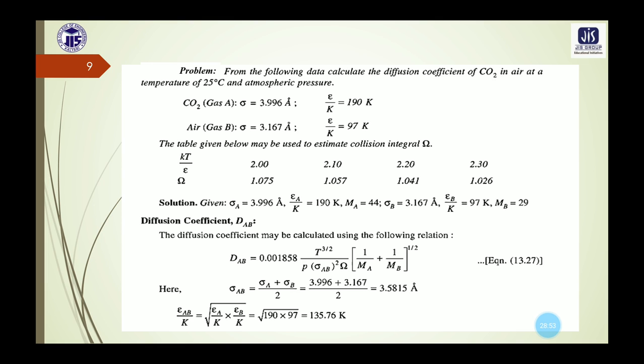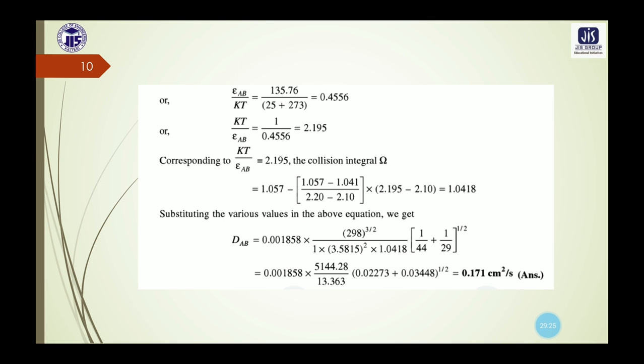Here sigma AB is sigma A plus sigma B divided by 2. So we can calculate the value of sigma AB. It is 3.5815 Angstrom. After that, epsilon AB by K. This is actually root under epsilon A by K into epsilon B by K. This is the formula of epsilon AB by K. So putting all these values, we can calculate epsilon AB by K. We are getting it as 135.76 Kelvin. So epsilon AB by KT is equal to 0.4556. That means KT by epsilon AB is 2.195.